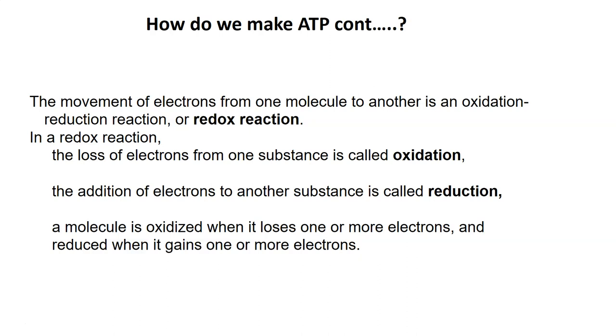So glucose is oxidized, so basically we're losing high energy electrons, and in the process, some other molecule is being reduced, so it's gaining those high energy electrons. Those molecules are molecules such as NAD and FAD. Just to reiterate, the whole process of cellular respiration is a series of redox reactions, glucose being oxidized and other molecules being reduced.